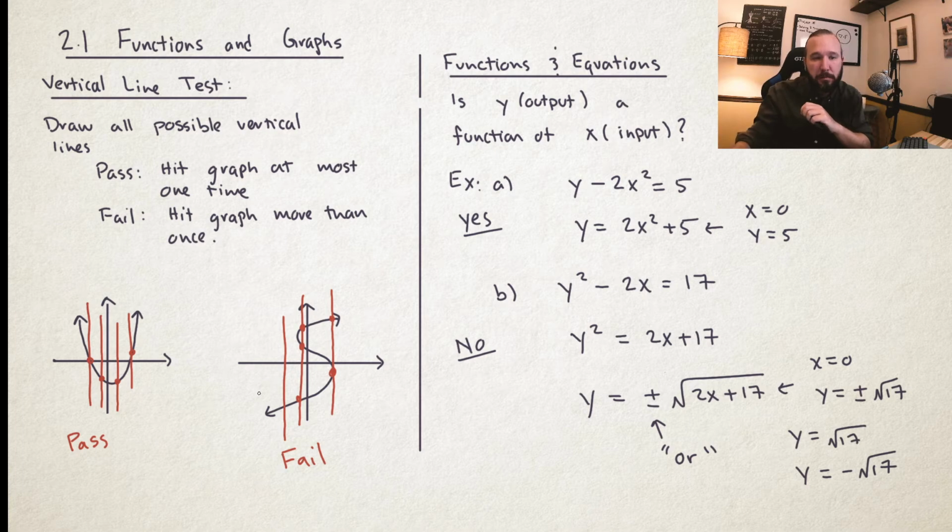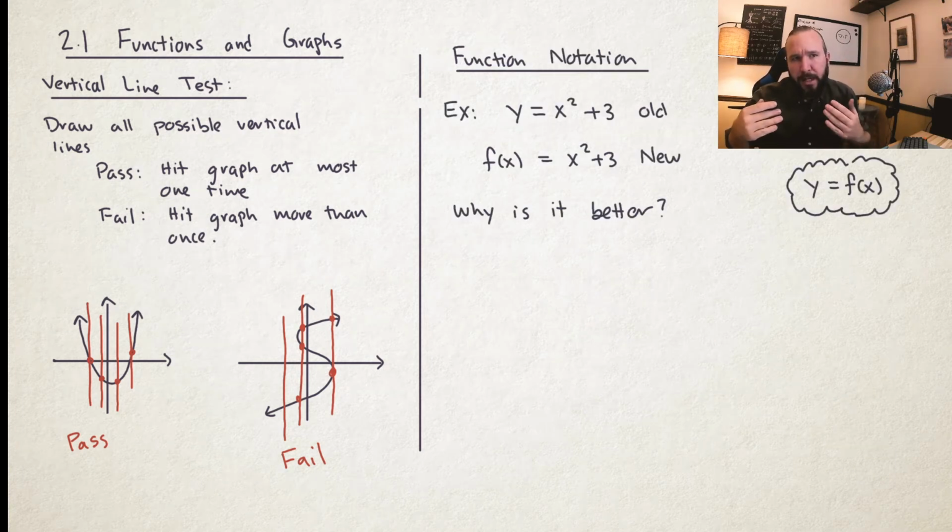So we're going to have new notation when we write functions. We used to write equations where we had y and x, and we were thinking of y as being the output and x as being the input. And now we're going to change that up. Instead of writing y, we're going to write f of x. So y is equal to f of x. There isn't a different thing. There isn't a different meaning. And there's a simple reason why it's better.